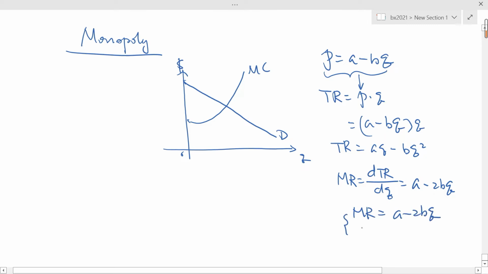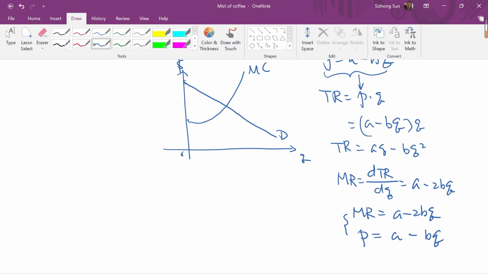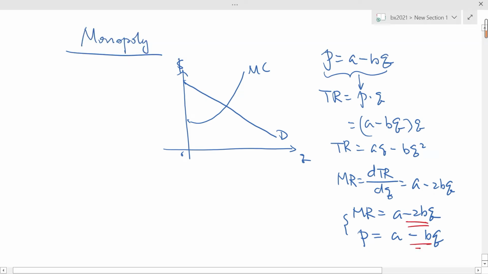Let's compare this with the inverse demand, P is equal to A minus BQ, and look at the slope. We can see that they're almost the same except for the slope. The marginal revenue is also a straight line, with a slope twice as steep as the demand function. So the marginal revenue is like this. That's the MR curve.